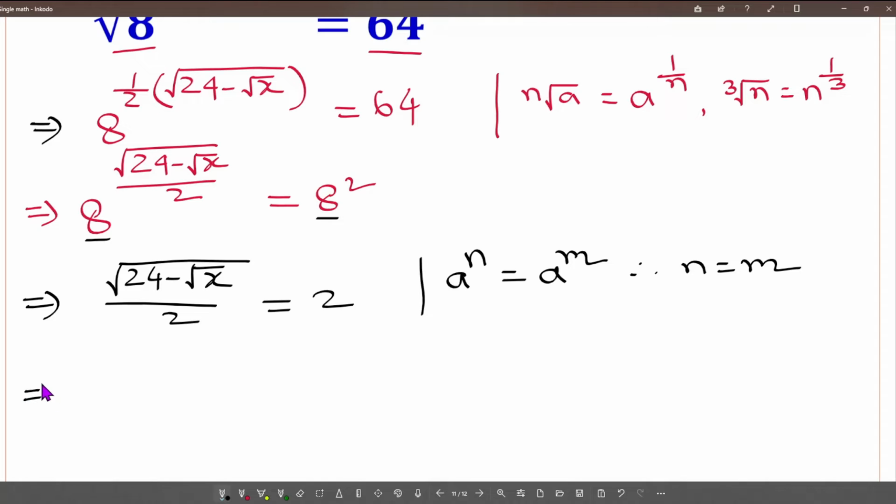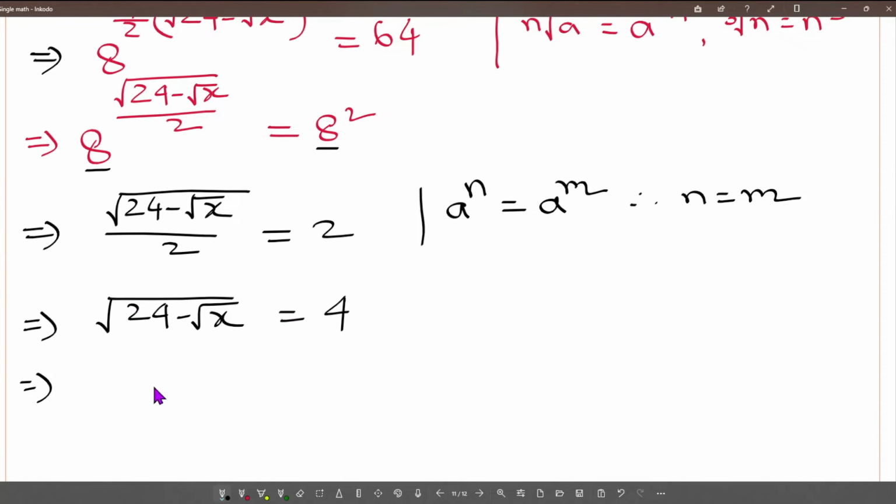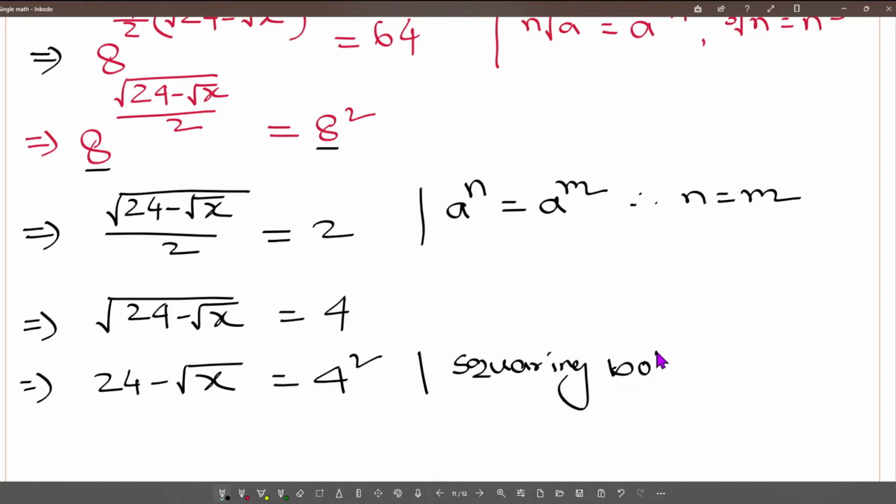Now we can make cross multiplication. So root 24 minus root x equals 4. Then what next? We want to omit this root sign, so we can square both sides. So 24 minus root x equals 4 square, we can write squaring both sides.